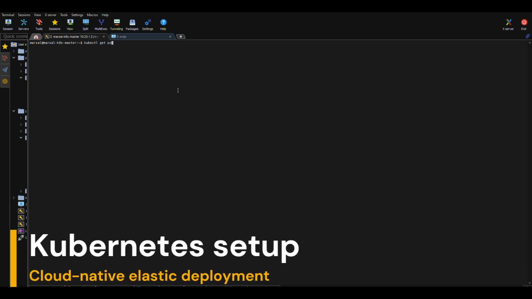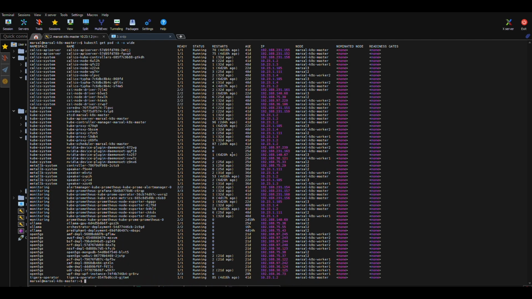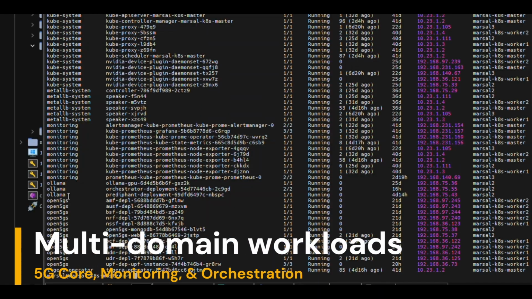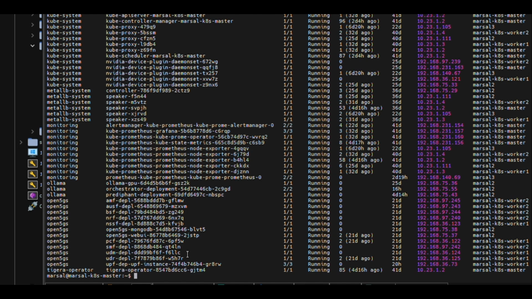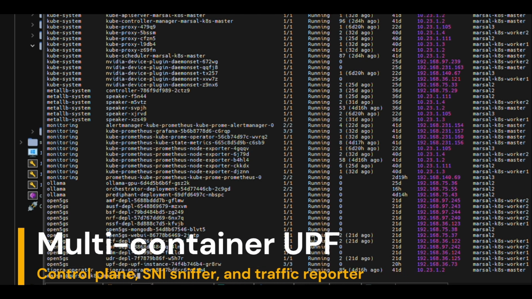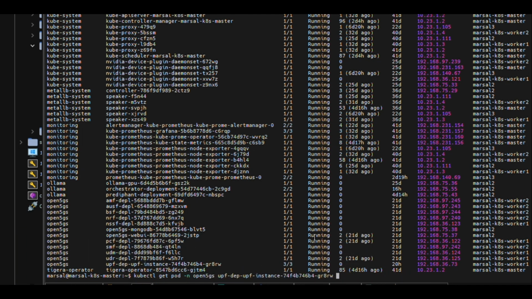Our solution is a cloud-native elastic deployment based on Kubernetes. Here we can see the different nodes in our Kubernetes setup together with the different workloads that are being executed. These workloads correspond to functions related to the 5G core, to the monitoring system, and also related to the orchestration.